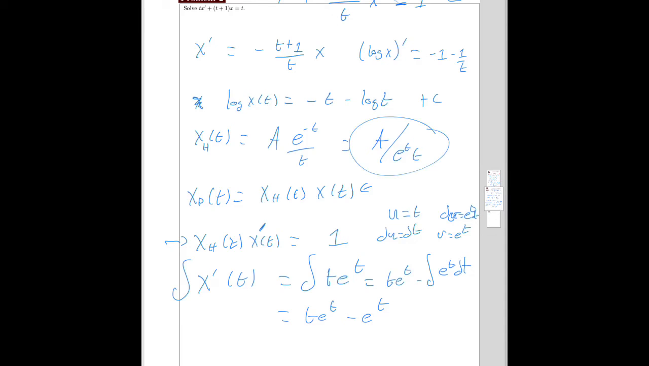So now the particular solution is going to be that times the solution to the corresponding homogeneous equation. So then xp of t is going to be this divided by te to the t. So this is going to be 1 minus 1 over t. And now the overall solution to the whole differential equation is going to be this particular solution plus the homogeneous solution. So the general homogeneous solution is a over te to the t, and I'm going to add 1 minus 1 over t. And so this is the general solution to the non-homogeneous equation, and it's exactly what we got when we did it the other way, which is good because doing it different ways should give us the same answer.